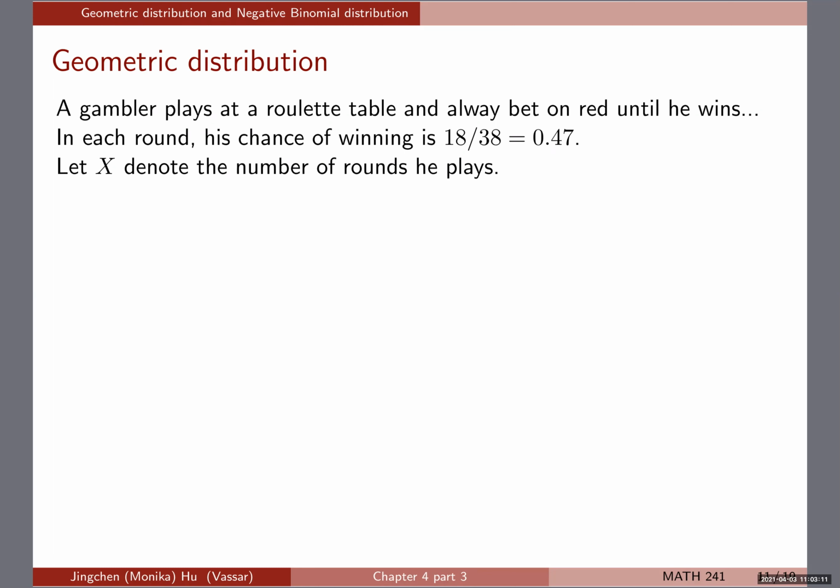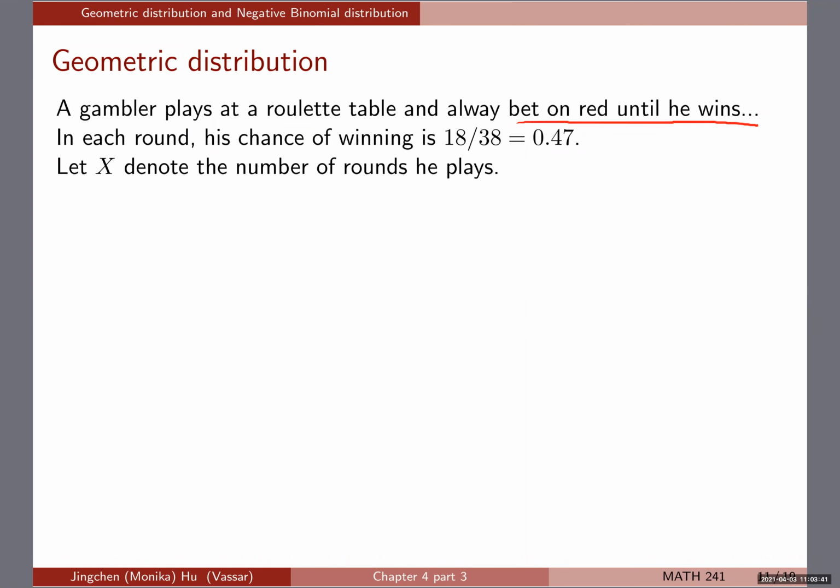Remember there are 18 red on the roulette table, and there are 38 in total. So in each round, his chance of winning is 18 over 38, which is 47%-ish. So let X denote the number of rounds he plays. Let's keep in mind here we're using X to denote the number of rounds he plays. And remember, the gambler is going to keep playing until he wins.